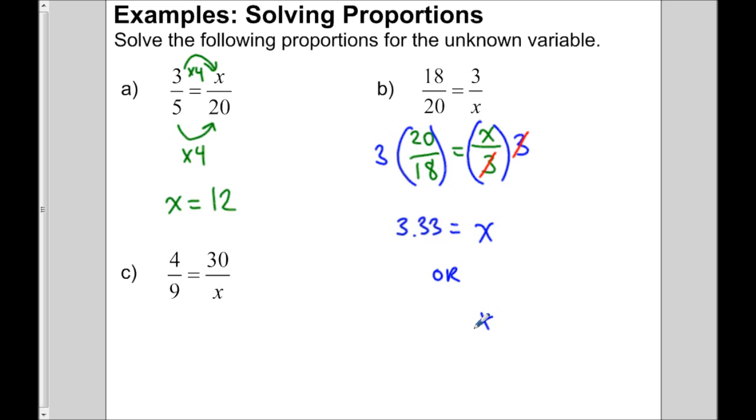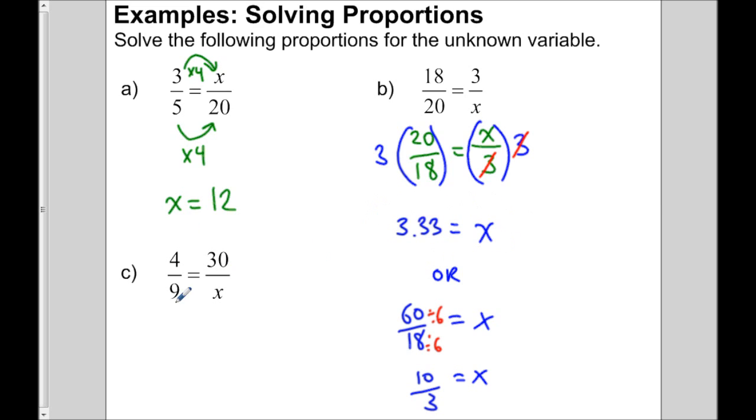Now, if you don't like that decimal number, we can reduce this fraction. So x is equal to, and then to multiply a whole number with a fraction, we just multiply the whole number with the numerator. So 3 times 20 is 60. So we can write 60 over 18. But if we reduce that by dividing the numerator and the denominator by 6, that means that's 10 over 3. Okay? So both are fine. This is more formal, but the decimal could be acceptable as well.